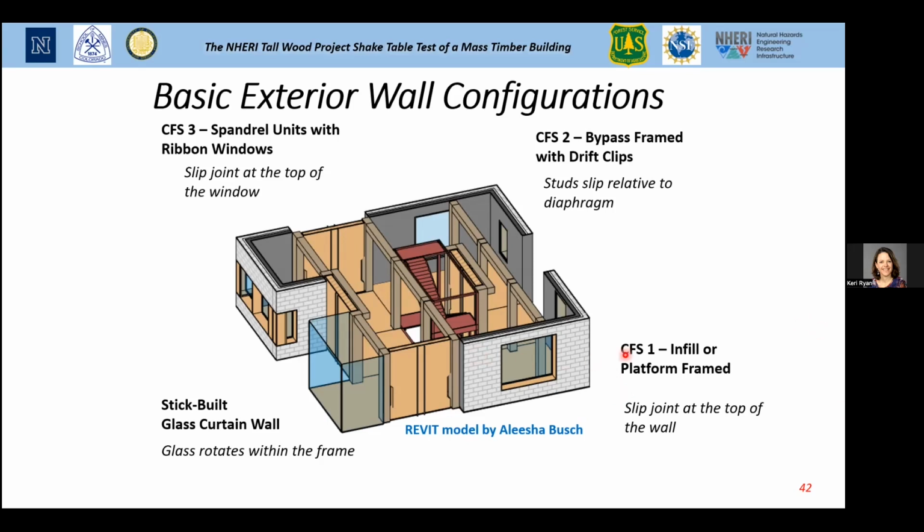So we labeled those cold form steel sub-assemblies CFS1, CFS2, CFS3. The first one is platform framed. The second one is bypass framed. The third one is spandrel framed. I'll explain a little bit more about each of those. And lastly, we have a stick-built glass curtain wall.